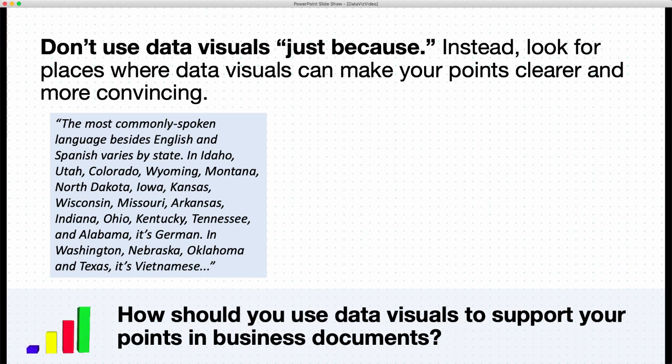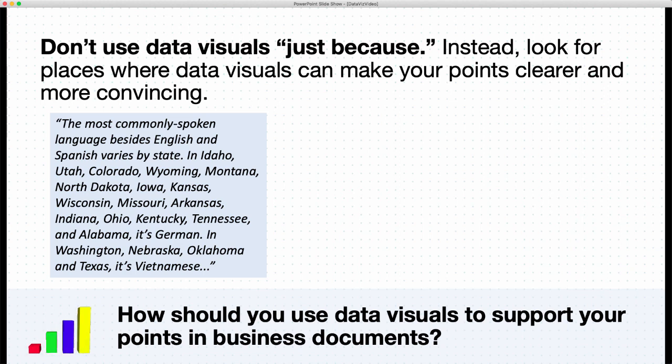That's terrible. The most commonly spoken language besides English and Spanish varies by state. In Idaho, Utah, Colorado, Wyoming, Montana, North Dakota, Iowa, Kansas, Wisconsin, Missouri, Arkansas, Indiana, Ohio, Kentucky, Tennessee, and Alabama, it's German. In Washington, Nebraska, Oklahoma, and Texas, it's Vietnamese.